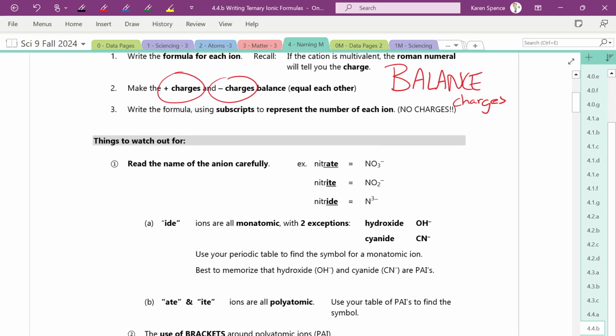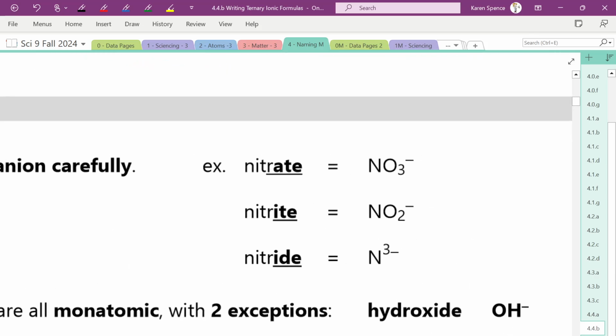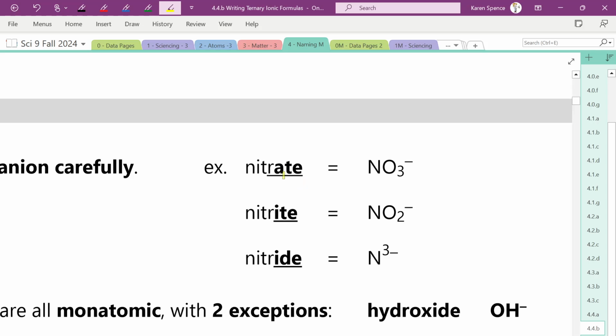So let us just take a look. And at this point, it becomes critical that you read the name carefully, because another common mistake is someone will read nitrate, but they will write the formula for nitride. Or they'll read nitrate and give me nitrate. Or they'll read nitride and give me nitrate. Do you know what I mean? You have to pick the right one.